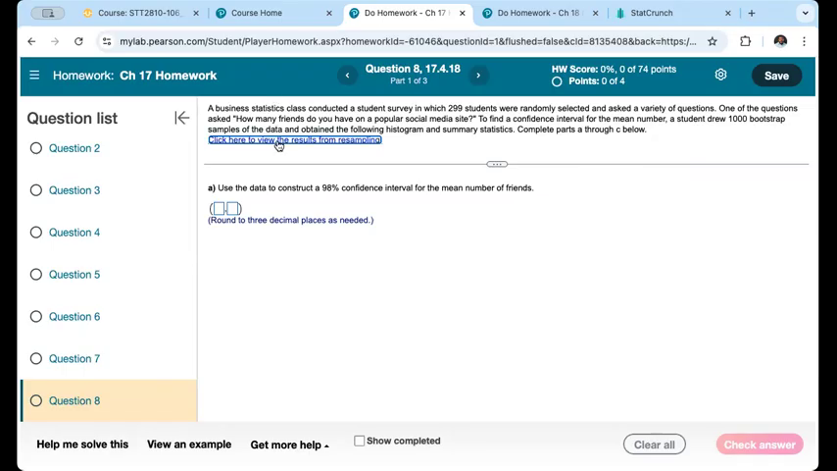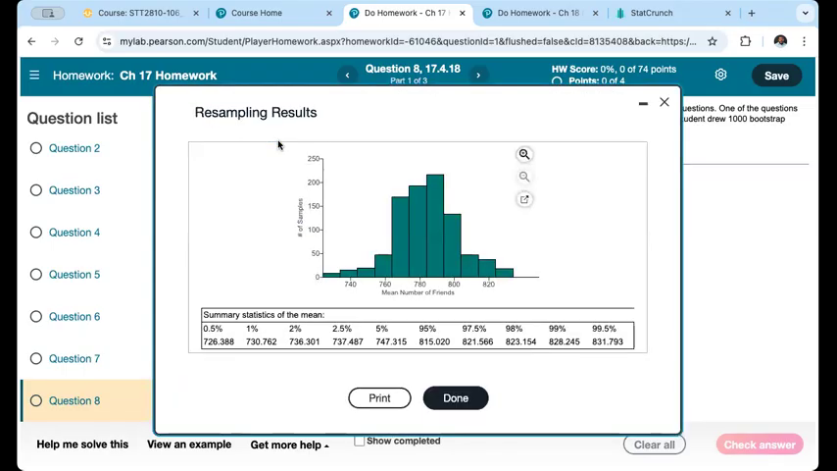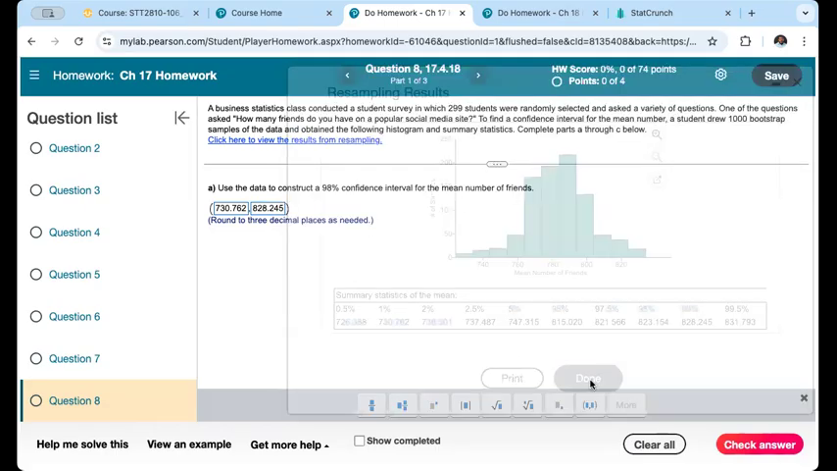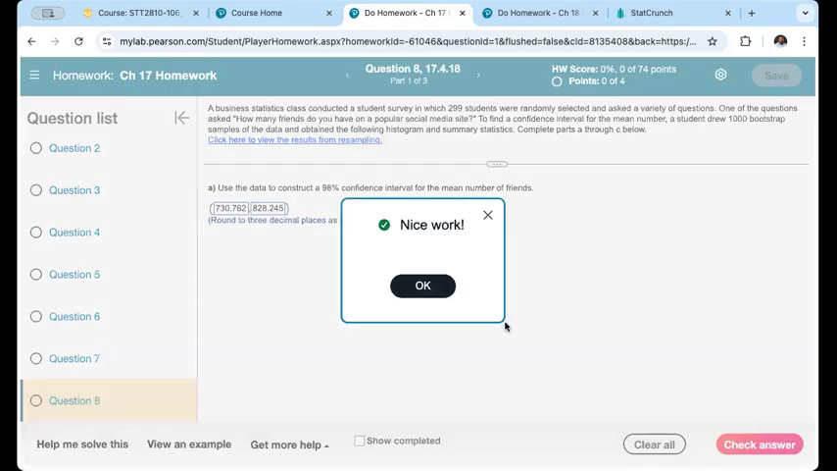So when you look at the table here, we need a 1 percentile. The 1 percentile is what? 730.6762. So we put in that. And then we need the 99th percentile, which is this one, 828.245. So that is how to be able to do that.